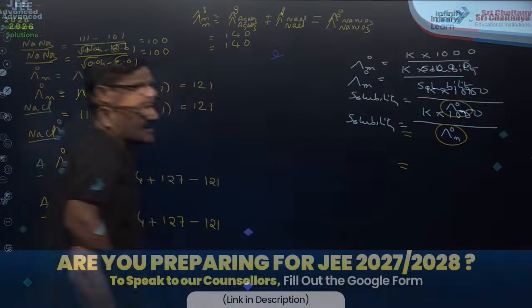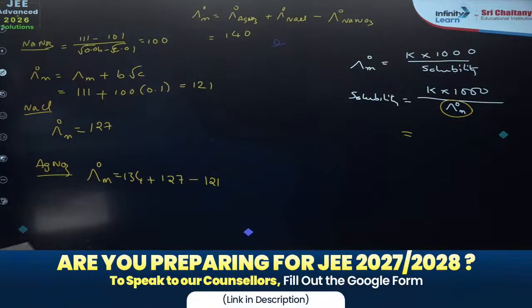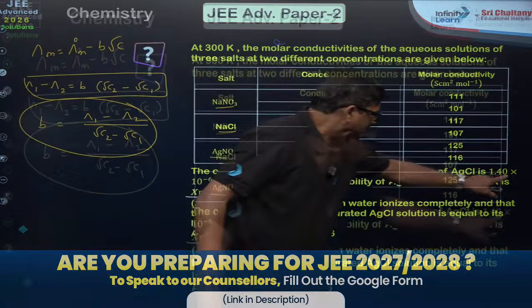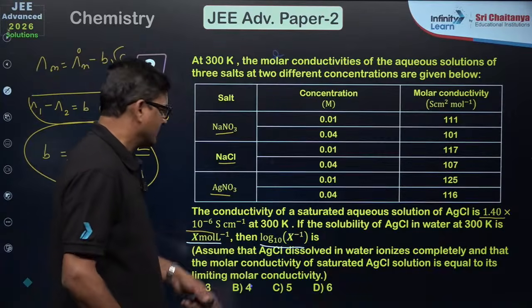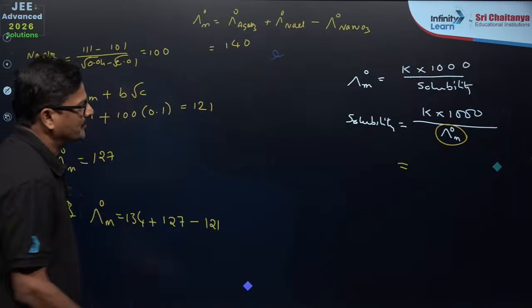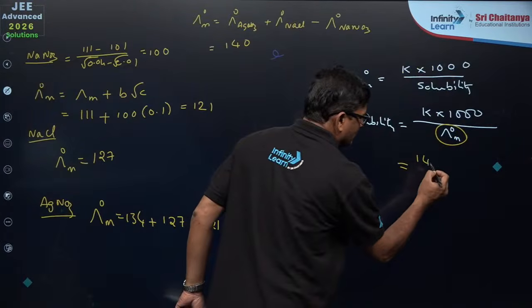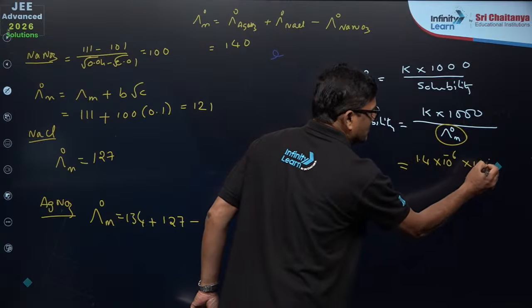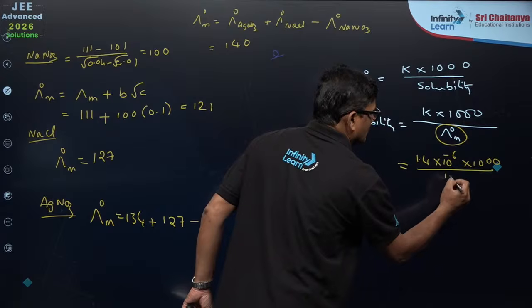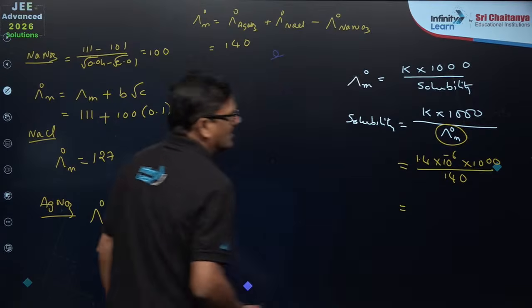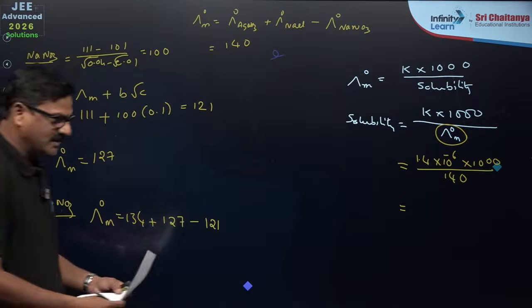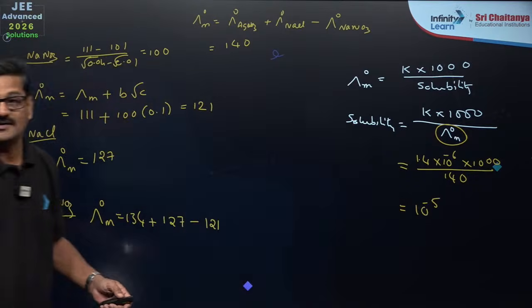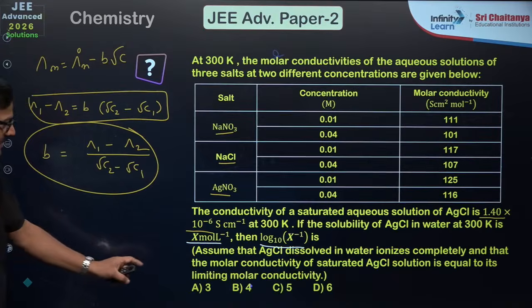Specific conductivity is given as 1.4 into 10 raised to negative 6, into 1000 by 140. On simplifying you are going to get 10 raised to negative 5, and the answer is supposed to be given here.